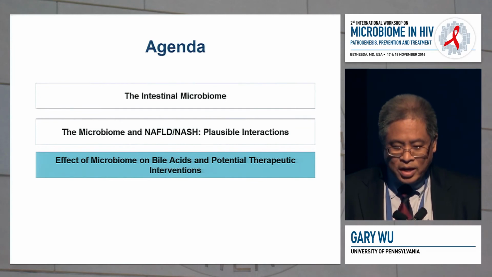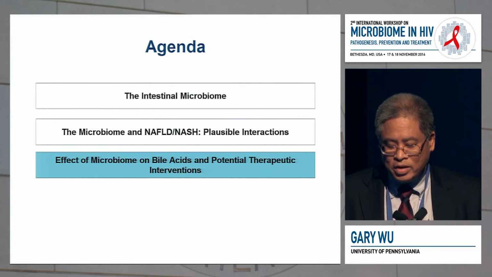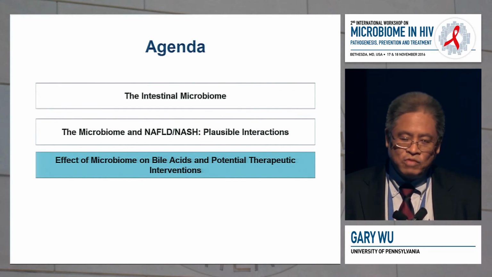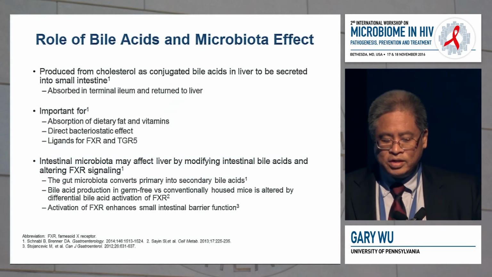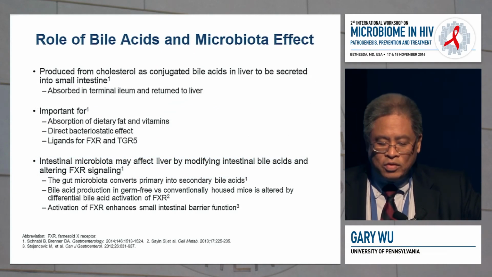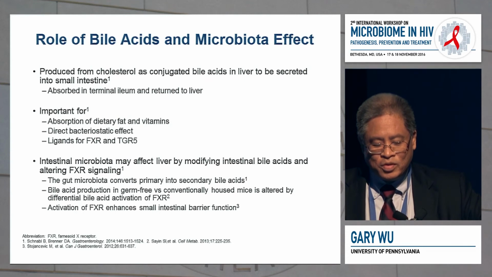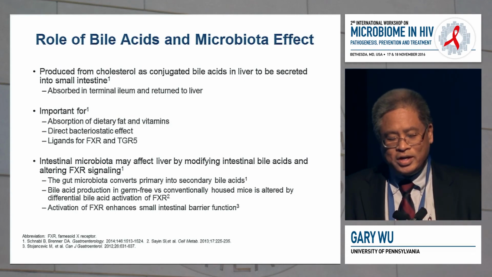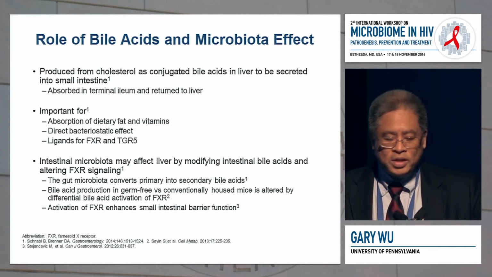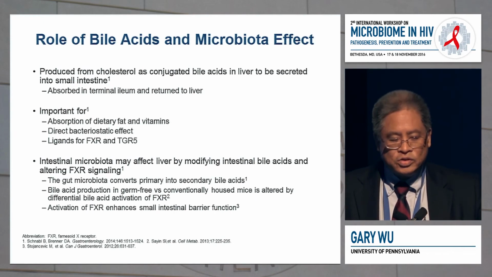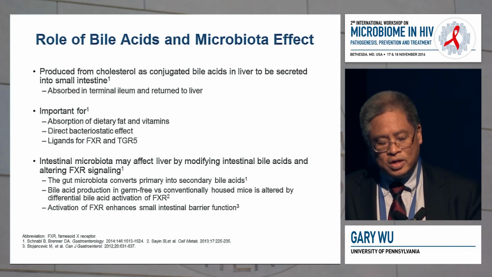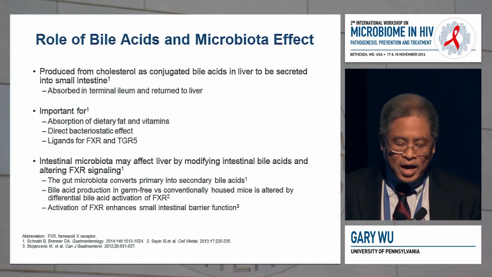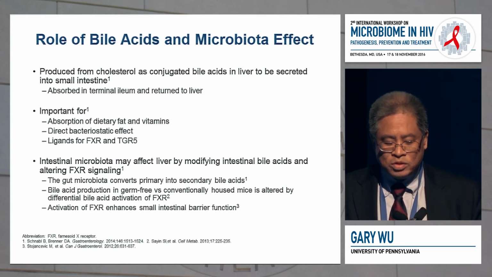All right, and then in my last portion of my talk, let me just talk about bile acids, because I think it's relevant to therapeutic interventions. So we all know that bile acids are produced in the liver from cholesterol into conjugated bile acids, and they're dumped into our intestinal tract, and then they're reabsorbed in the terminal ileum and returned to the liver. So 90% of those bile acids undergo enterohepatic circulation. They're returned to the liver. But that's a highly regulated process, as I will show you.